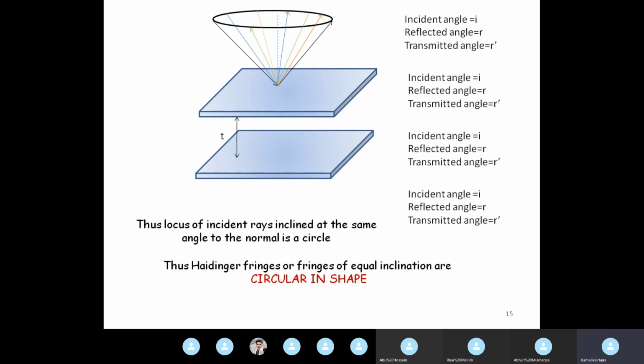A particular inclination will produce one such circle. Another ray with a different inclination will produce another circle. Another ray with an even different inclination will produce another circle. So these are the incident rays, but you see, when they undergo transmission and then reflection, they will meet to produce the final fringes. I have not drawn those rays because I did not want to make the picture complex, but you can understand why a given inclination will produce a particular fringe, and so on.